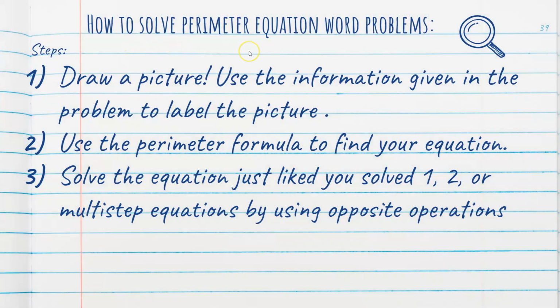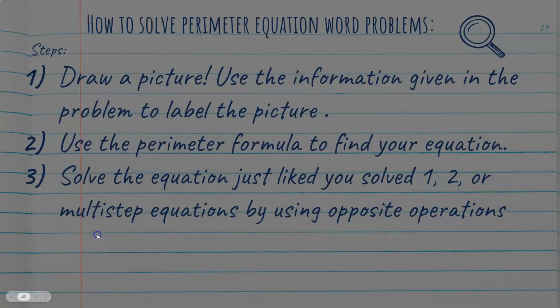All right, so just some tips. It is helpful to draw a picture and use the information given to label the picture. We will use the perimeter formula to find your equation. Specifically, we'll be dealing with rectangles mostly on these problems. And then we just solve the equation like we did using our order of operations.